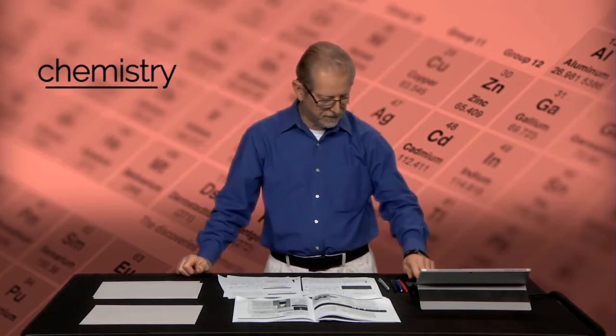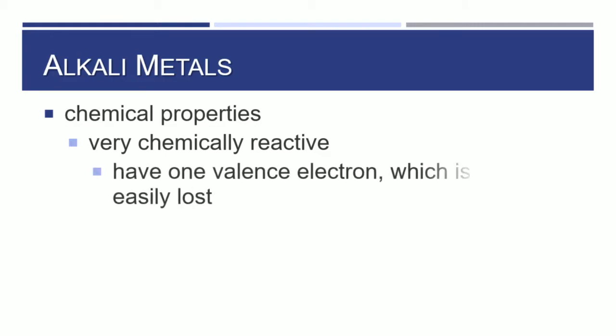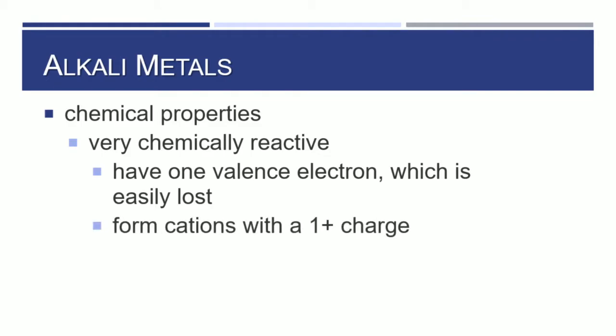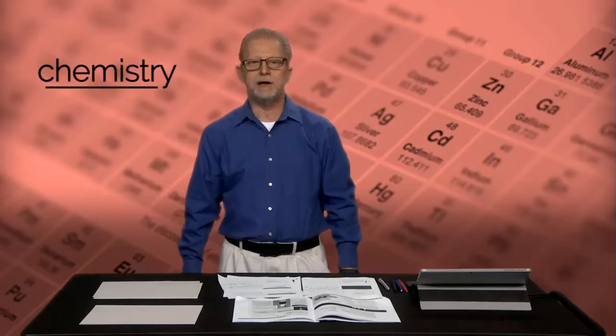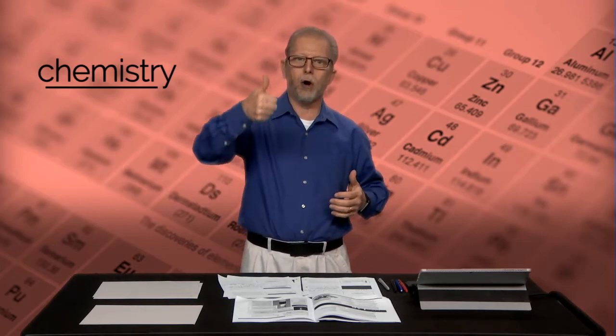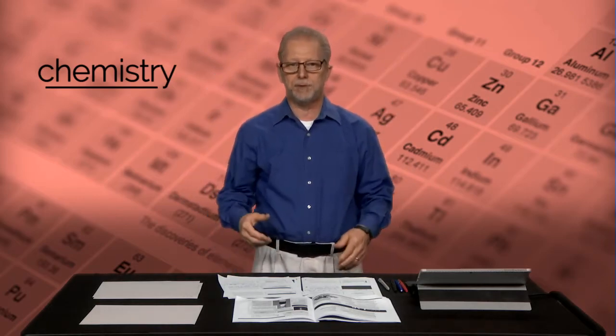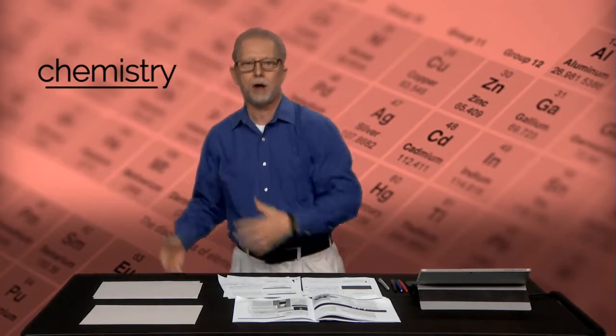Why? Because of their chemical properties. They're very chemically reactive. They only have 1 electron out of 8, as I just mentioned, which is easily lost. So they're going to form 1+, positive 1 cations. They are so reactive you will never find them pure. This is a very evident inverse relationship. The more active an element is, the less likely it is for you to dig in the ground and find it pure, because it's already combined with something to make a compound.